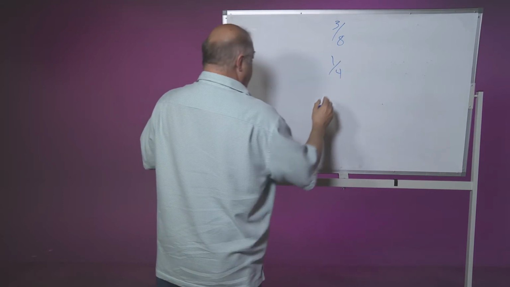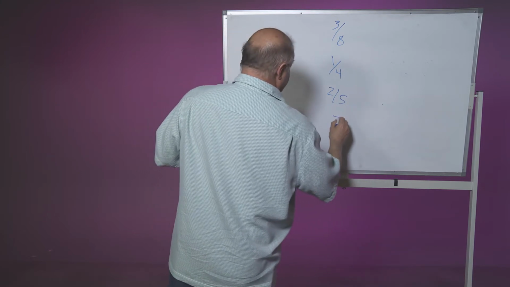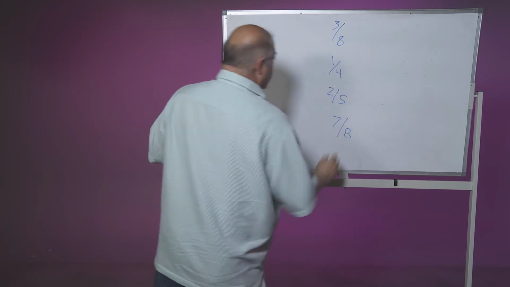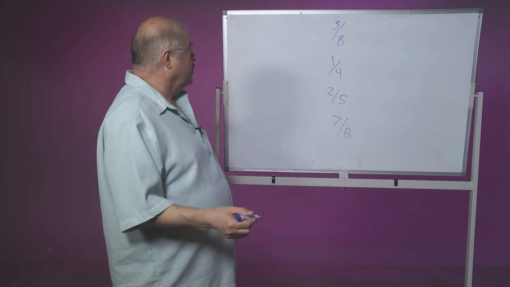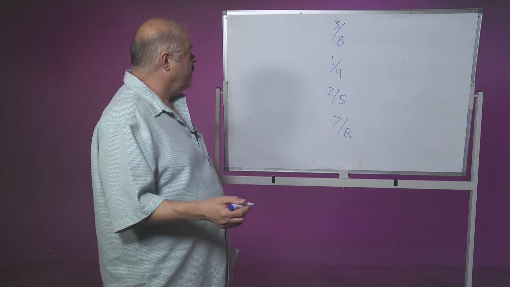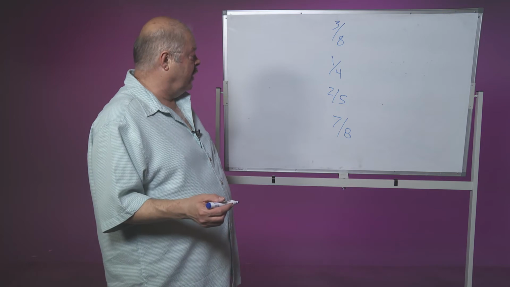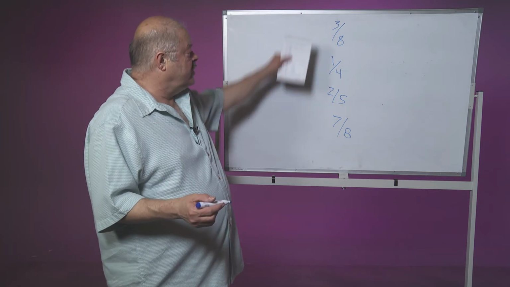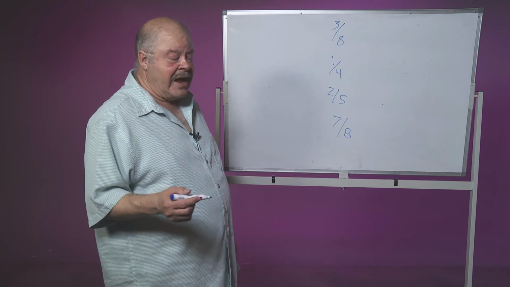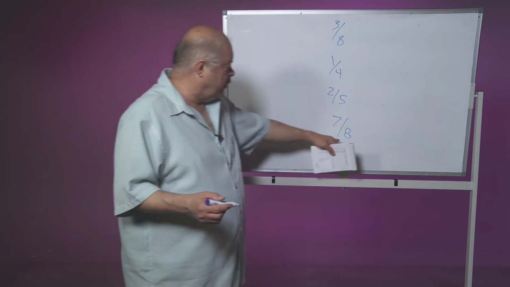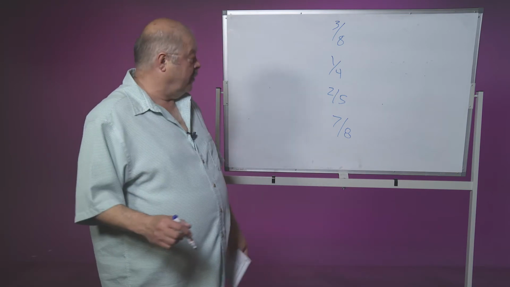3/8, 1/4, 2/5, and 7/8. And they ask you, which one of these is the largest fraction? Common question. The way we do this is we have to find what's called the least common denominator and convert each of the fractions to a fraction that has the least common denominator. The denominator is the bottom number, and then we're able to tell which is the bigger.